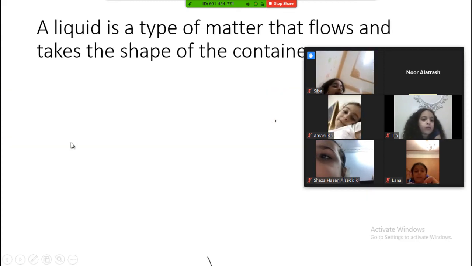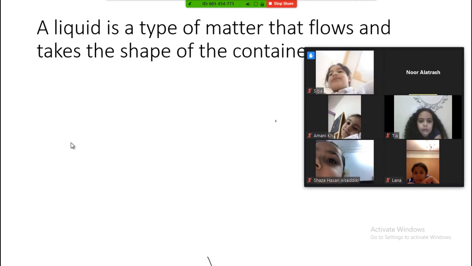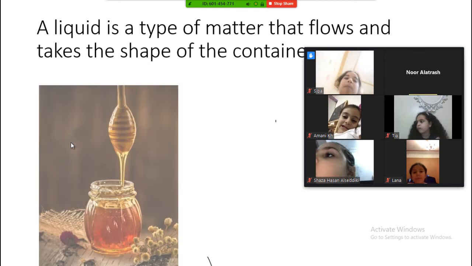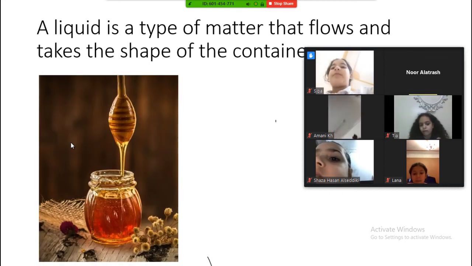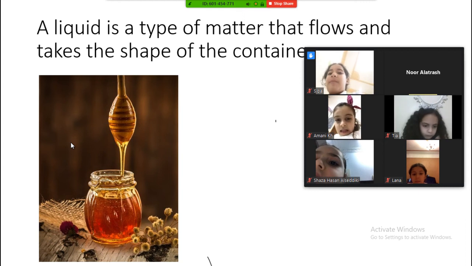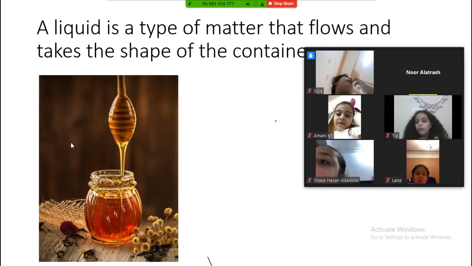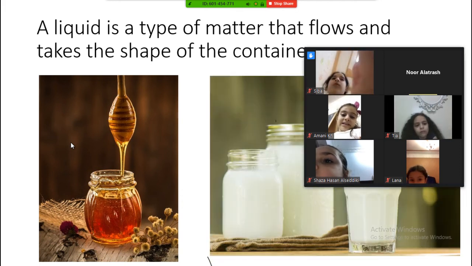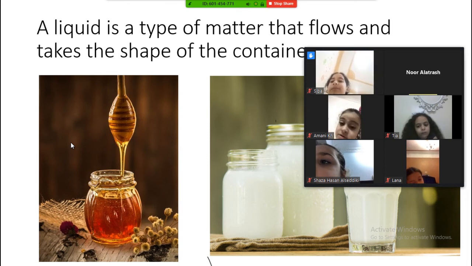Now, the liquid is also a type of matter, but liquids flow and take the shape of the container. Even if they are thick like honey, it flows slowly, but still it is flowing and it takes the shape of the container. The milk flows a little bit faster. Still, it is a liquid, and it takes the shape of the container.